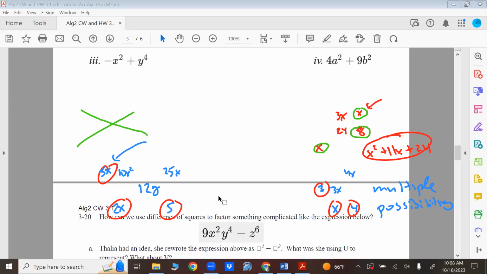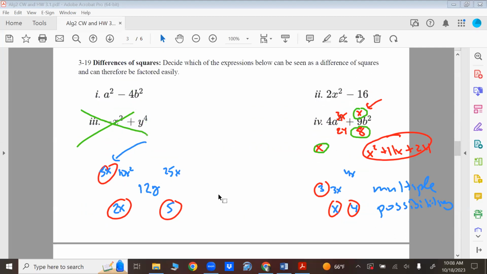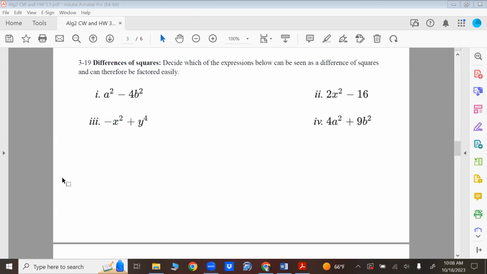I'm going to skip one of the examples just in the interest of time. Let's look at 319. So this is called difference of squares. What this means. Okay, the Zoom thing's driving me nuts. What's going on here? Let's try again. All right.